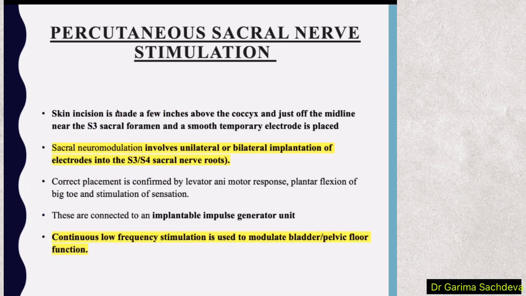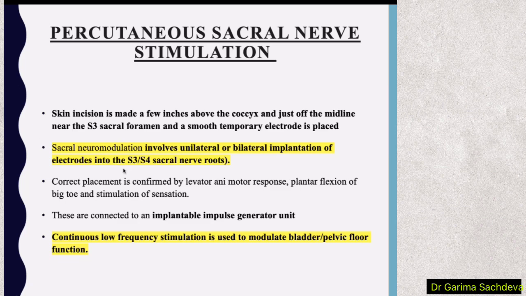A skin incision is made a few inches above the coccyx and just off the midline near the S3 foramina, and a smooth temporary electrode is placed. It involves unilateral or bilateral implantation of electrodes into the S3, S4 nerve roots. Correct placement is confirmed by levator ani contraction, plantar flexion of the big toe, and stimulation of sensation. So with this, you assess whether it is correctly placed or not.